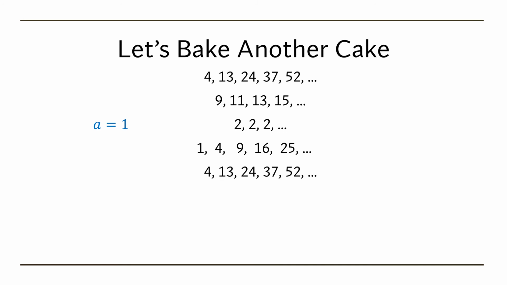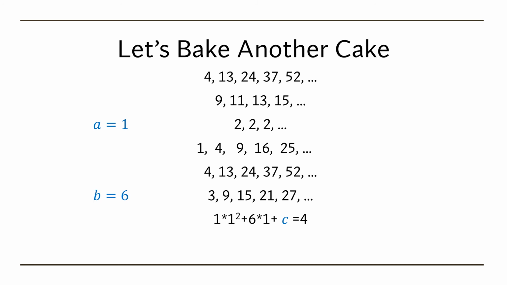We write down the original sequence and we ask the question, what does it take to go from 1 to 4, and from 4 to 13, and from 9 to 24, and so forth, and we get this sequence here: 3, 9, 15, 21, 27. And if you notice that there's a common difference there of 6. So that's our B value.